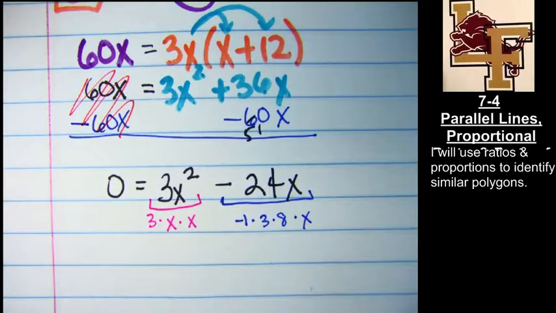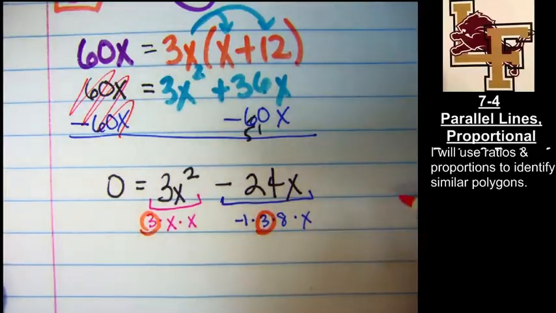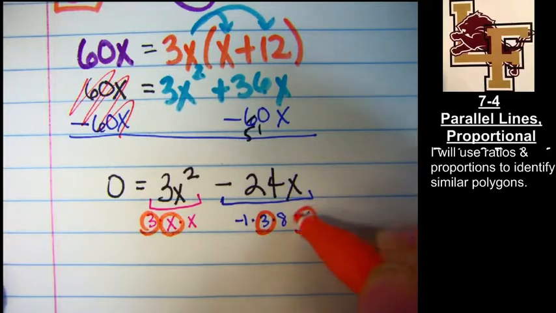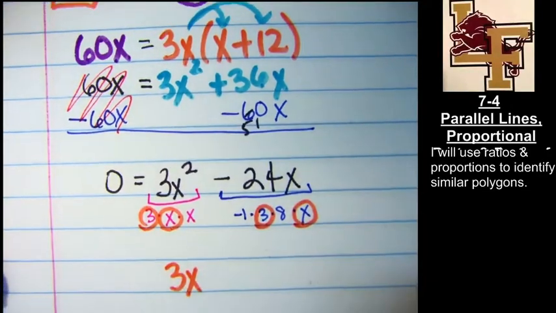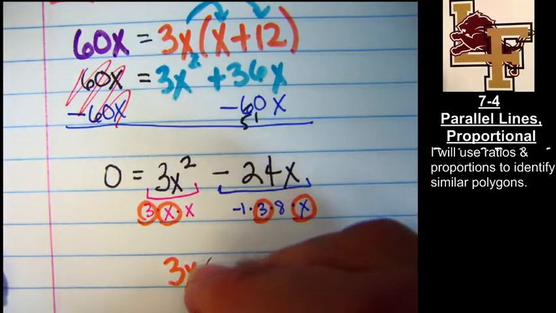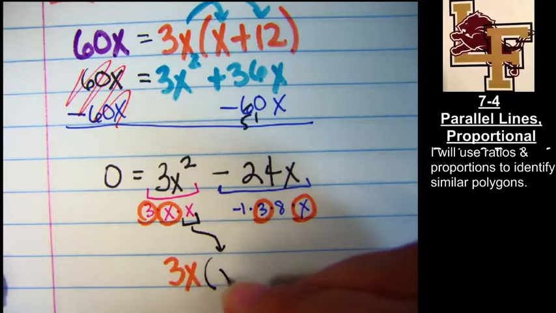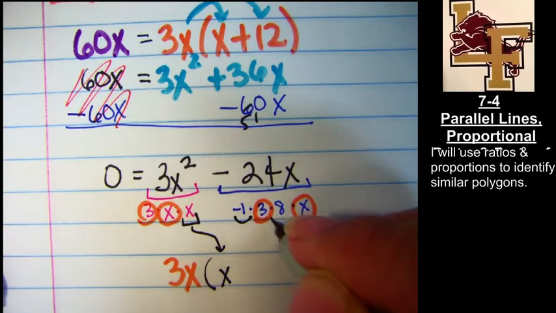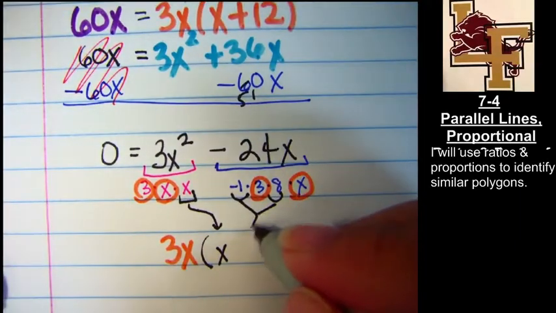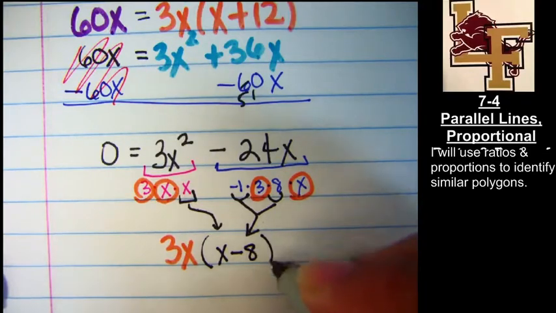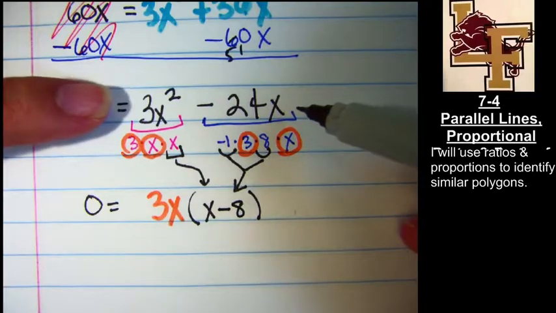All right. The next thing to do is to circle the ones that they have in common. They have 3's in common. They have x's in common. So I'm going to write that thing that they have in common, and then in parentheses, I'm going to write what's left over. x, and those need to multiply together. Negative 1 times 8, negative 8. And I have factored this thing.